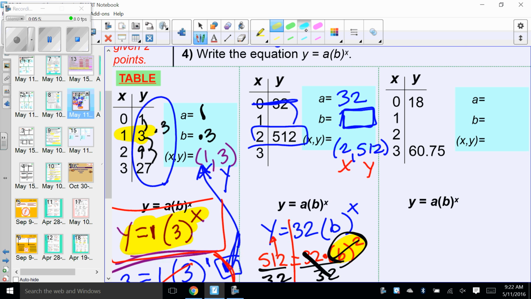Our starting amount is the thing that's at the beginning at 0 is 18. You can see that there isn't a clear growth happening here. That's not obvious to us. So the growth is kind of unknown. We're going to solve for that and find that.